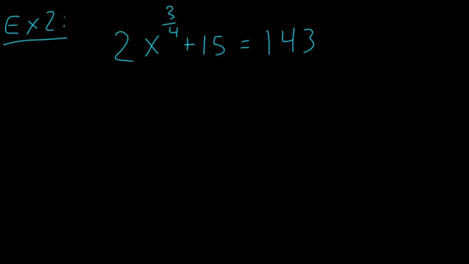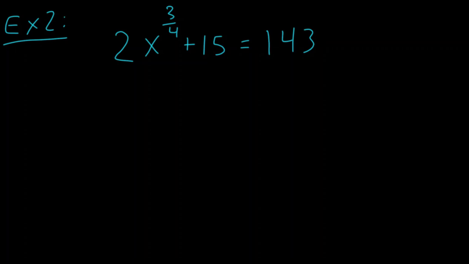Okay, and here we are in example 2. So we have 2x to the 3/4 plus 15 equals 143. And how in the world are we going to get x by itself with these very large numbers? Well, same way you'd eat an elephant, one bite at a time. So let's go ahead and get started. The question we first ask ourselves is, what do we want to get rid of first? And so think through your rules. Do we want to get rid of the multiplication, the exponent, or the addition first?